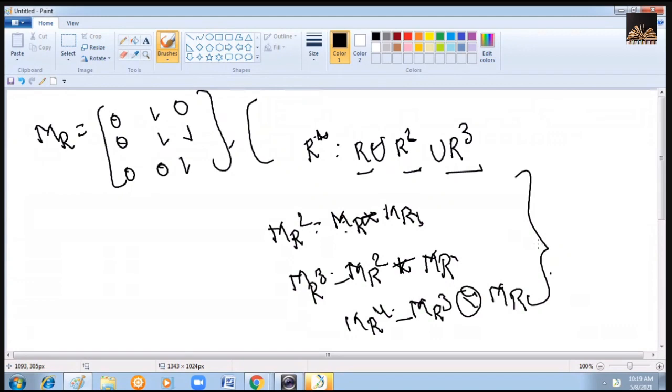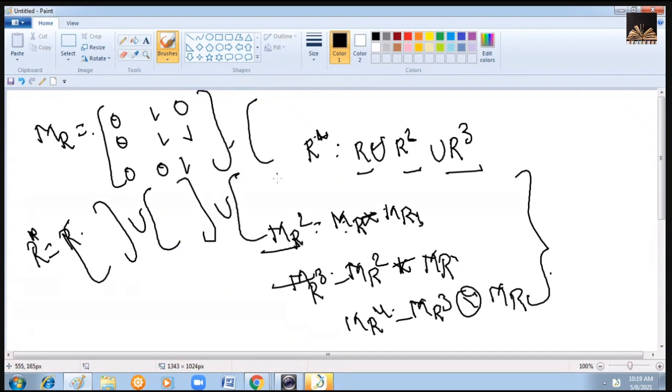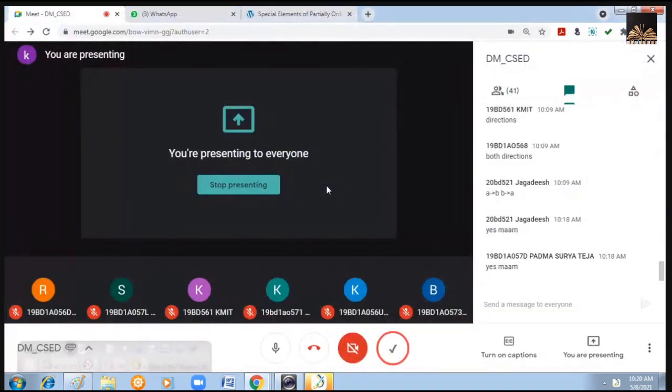Once you find the Boolean products, you can get the transitive closure as R, that is the given matrix, union the MR2 matrix, union the MR3 matrix. Shall I explain one more example? Do you want me to explain one more example, or is it clear?